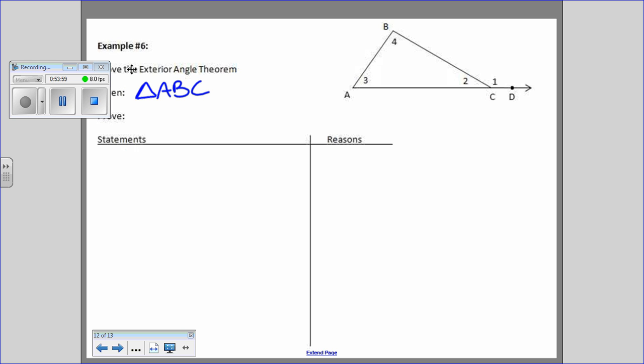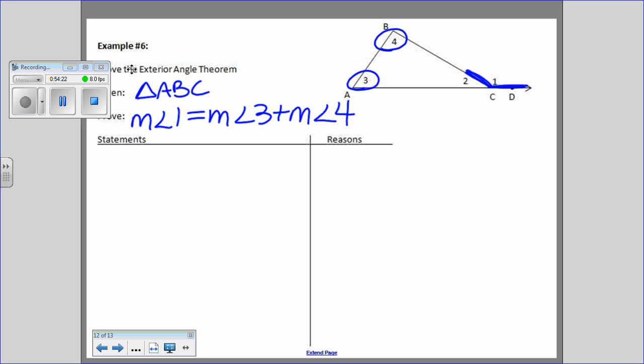What I want to prove, what the exterior angles theorem says, is that the measure of an exterior angle is equal to the sum of the non-adjacent interior angles. So really what I'm trying to prove is that the measure of angle 1 is equal to the measure of angle 3 plus the measure of angle 4. That's what the exterior angles theorem says. That's what we've been using it for, correct?